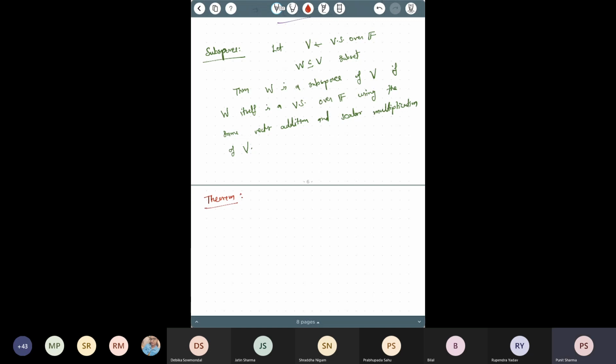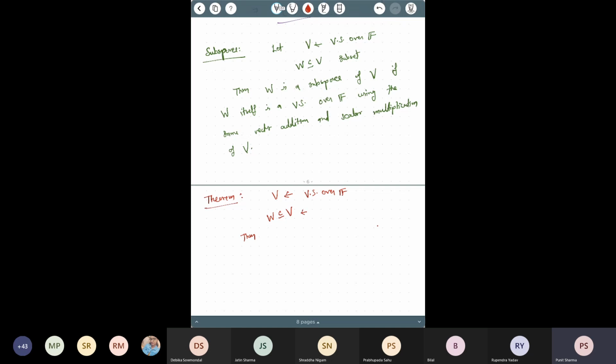You have already learned this. If we have a subset W of a vector space V, then W is a subspace if and only if it is closed under vector addition and it is also closed under scalar multiplication. The proof of this is very straightforward. So suppose we have a vector space V over F and a non-empty subset W of V.